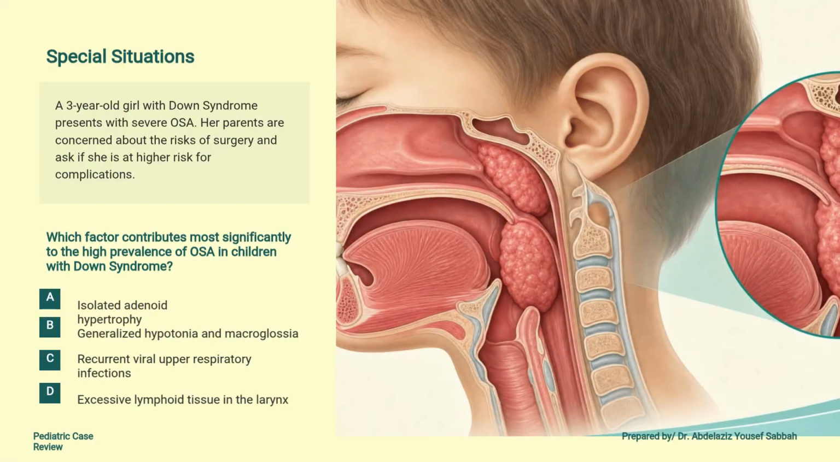Case 7. A 3-year-old girl with Down syndrome presents with severe obstructive sleep apnea. Her parents are concerned about the risks of surgery and ask if she is at higher risk for complications. Which factor contributes most significantly to the high prevalence of obstructive sleep apnea in children with Down syndrome? Option A, isolated adenoid hypertrophy. Option B, generalized hypotonia and macroglossia. Option C, recurrent viral upper respiratory infections. Option D, excessive lymphoid tissue in the larynx.